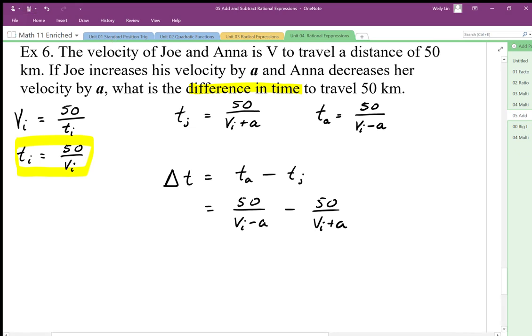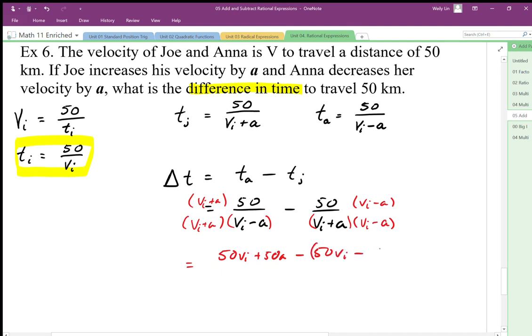Moving ahead then, we need to find a common denominator and add. The common denominator is going to be v plus a, v minus a. So this term is going to need a v minus a, and here I need to multiply by v plus a. So our expression is going to be 50v plus 50a minus 50v, and since it's a minus minus, we end up adding the 50a. The initial velocities cancel out, and I end up with v squared minus a squared in the denominator.